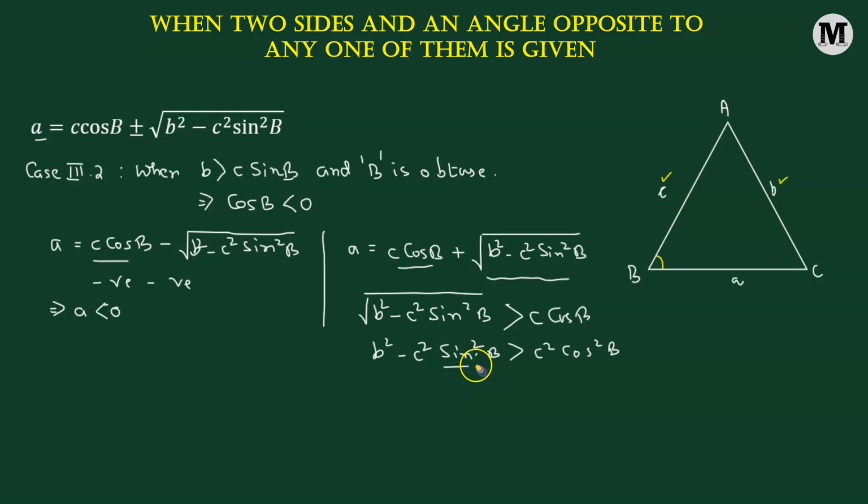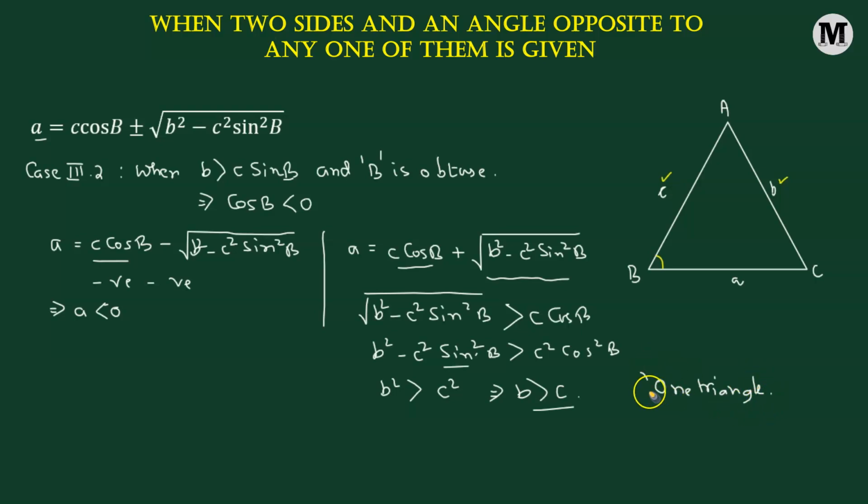So what we'll do is transpose the second term from the left hand side to the right hand side. So we get b squared greater than c squared, taking it as the common factor, multiplied by sine squared B plus cosine squared B, that's 1. So b squared is going to be greater than c squared, or we can say that b has to be greater than the side c. And so this is the third case. So b is greater than c times sine of B, and B is an obtuse angle, and provided b is greater than c, then we are going to get one triangle.